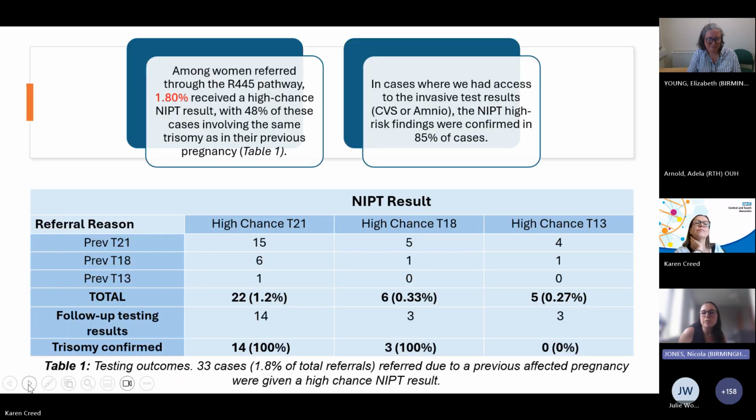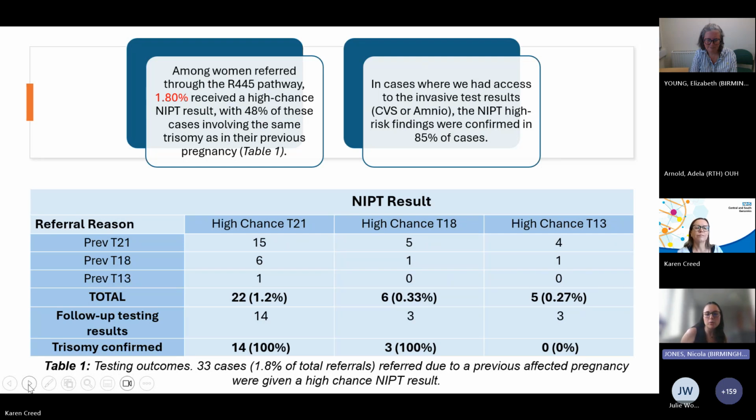Among the women that were referred through the R445 pathway, 1.8% went on to receive a high chance NIPT result, with 48% of these cases involving the same trisomy as in their previous pregnancy. In cases where we did have access to the invasive test results, either CVS or an amniocentesis, the NIPT high chance findings were confirmed in 85% of these cases.